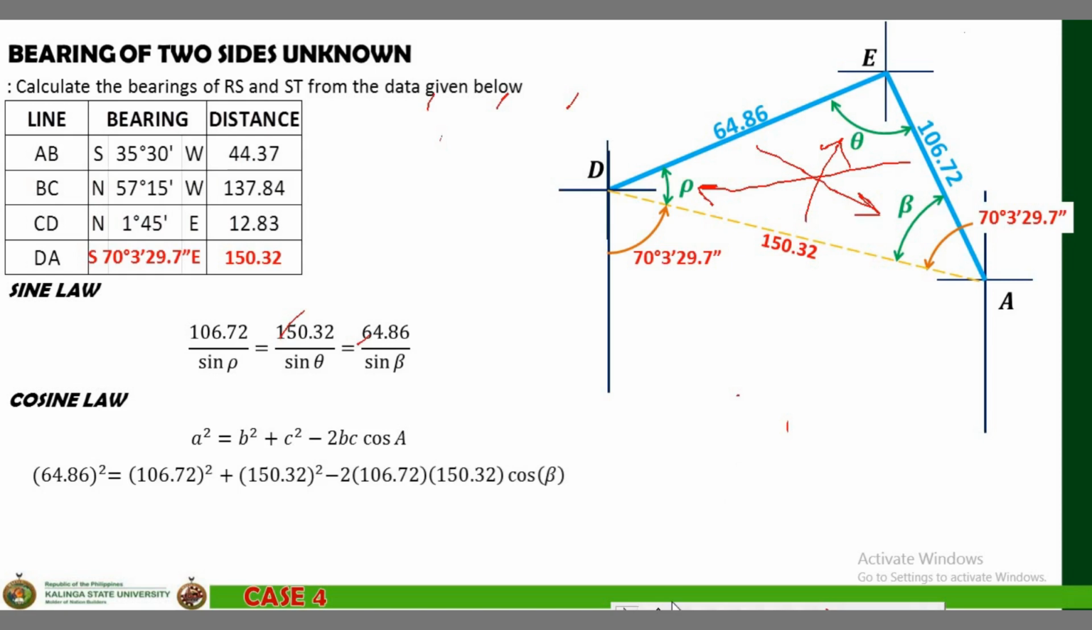Here, my A is 64.86, my B is 106.72, my C is 150.32, and the opposite angle of 64.86 is beta. Always, when you use sine law and cosine law, make sure that they are opposite angles. If you input this in your calculator, beta is equal to 21 degrees, 51 minutes, 16.72 seconds.